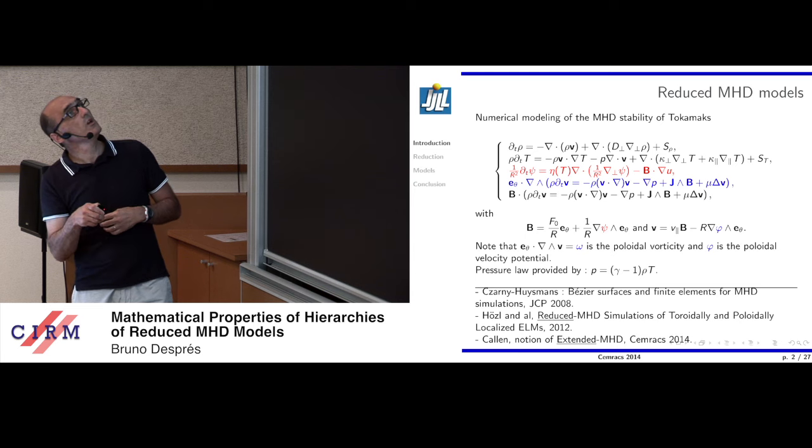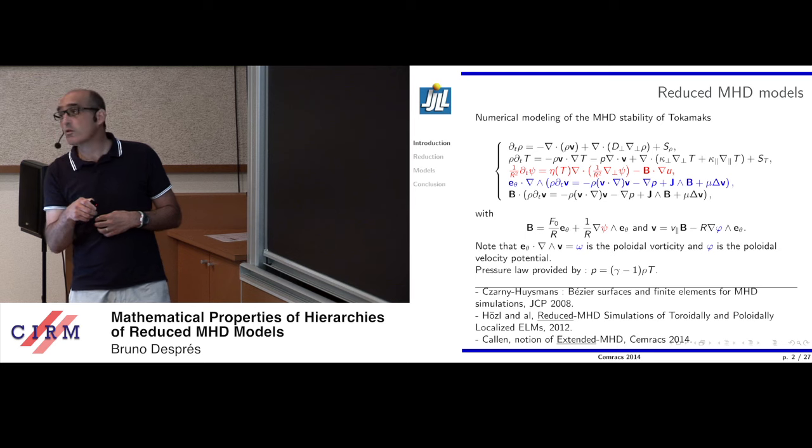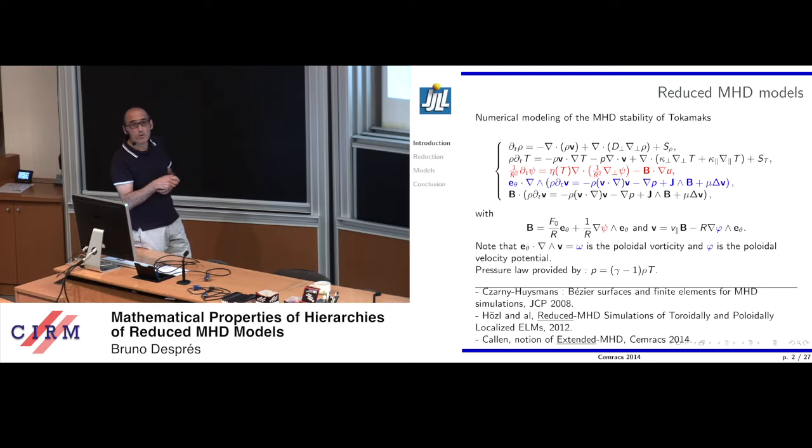In this model, we have a density equation. I will not comment that much on the density equation. You have a temperature equation. I will not speak about the temperature equation. Then we have, in red, an equation for the magnetic flux, which is a scalar.